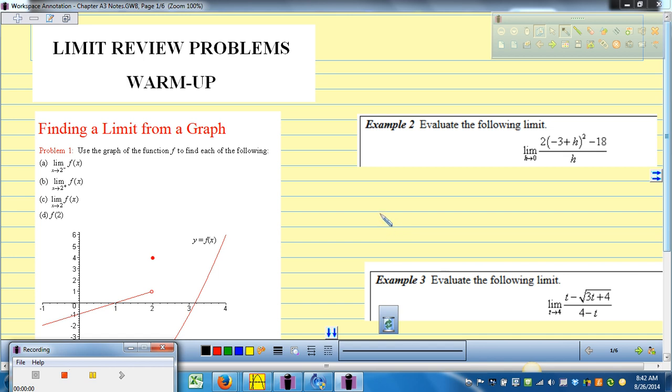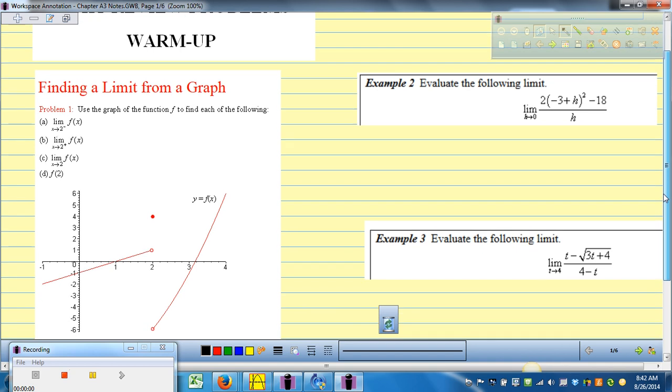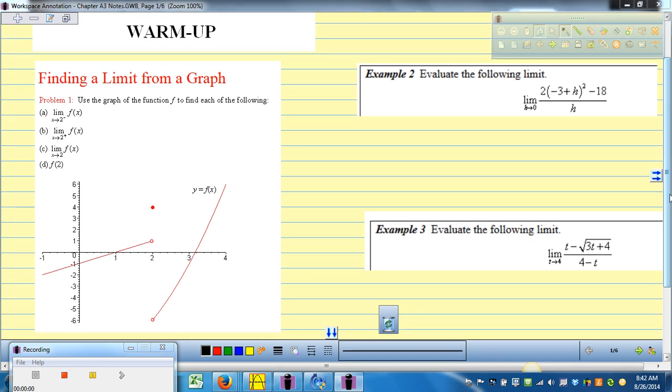Okay, so this is section 8.3, dealing with the definition of a limit. Before we get into the definition, we want to refresh ourselves on the idea of a limit, how we can evaluate it graphically, and how we can evaluate it algebraically. So our first problem is obviously a graphical problem, and it's got some good notation reminders to start us off.